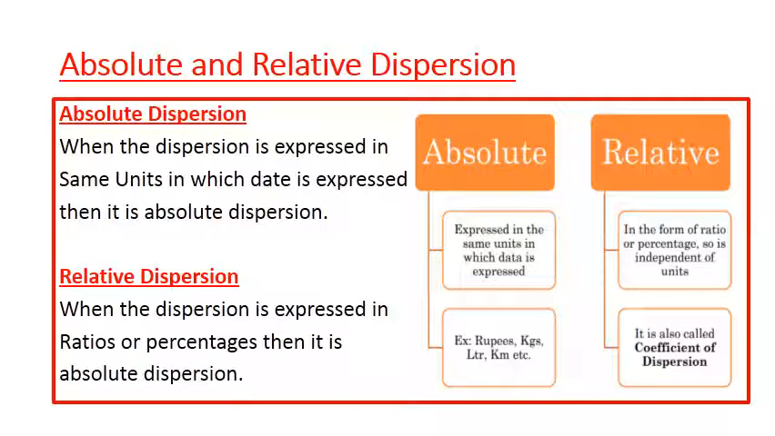When the dispersion is measured in the same units in which the observations are measured, that is known as absolute dispersion. And relative dispersion is when dispersion is expressed in ratios or percentage. Take literacy rate: actually we measure data in terms of the number of people who are literate and who are illiterate, but at the end we express it as a percentage. For example, let us take district Udhampur. Overall J&K it is 68%, so let us assume it is 68% here in Udhampur.